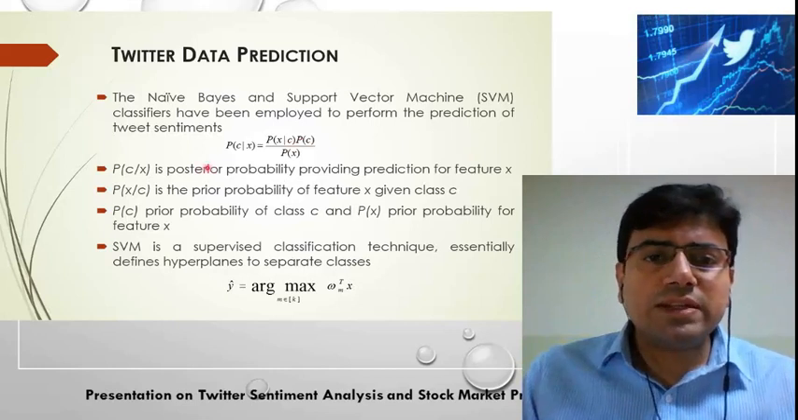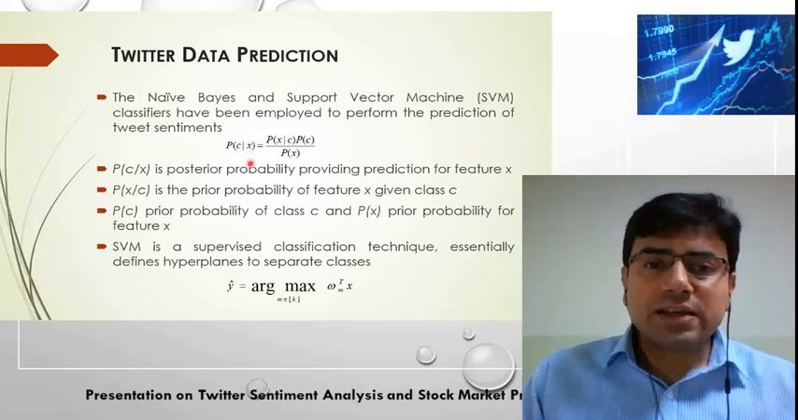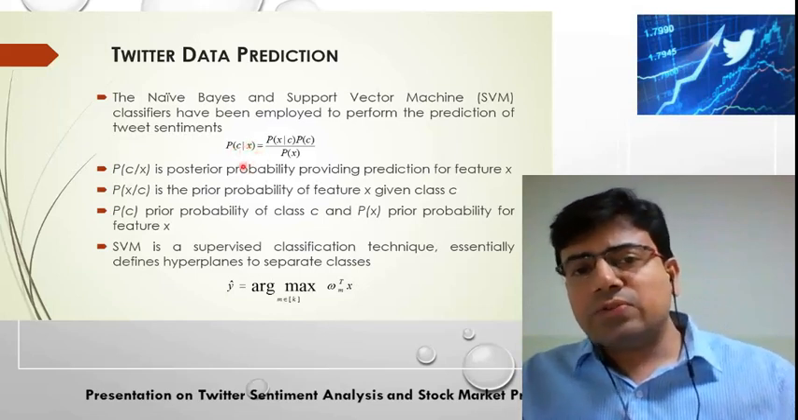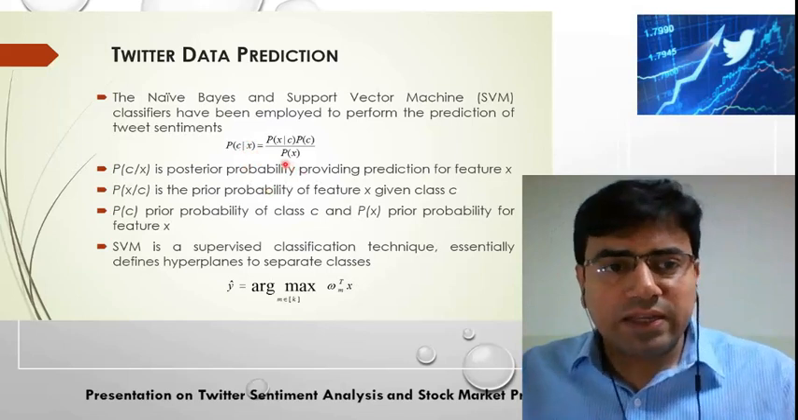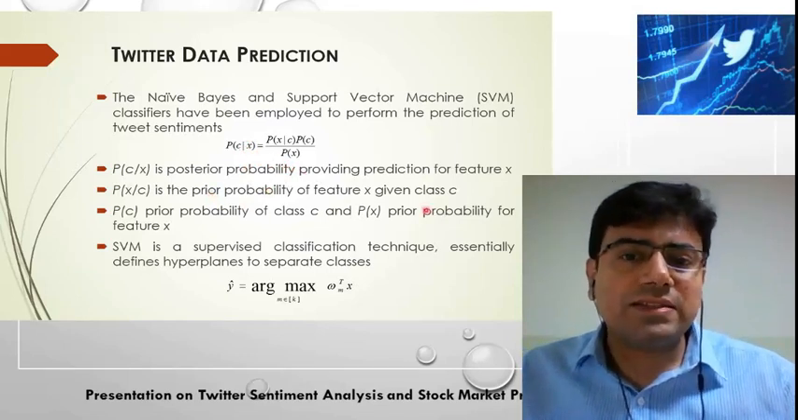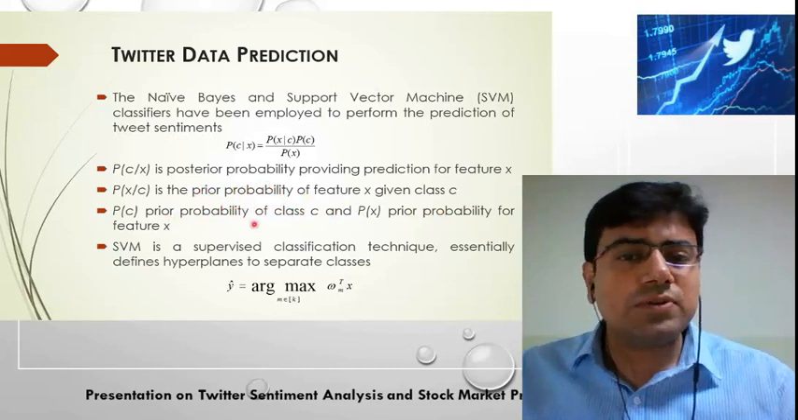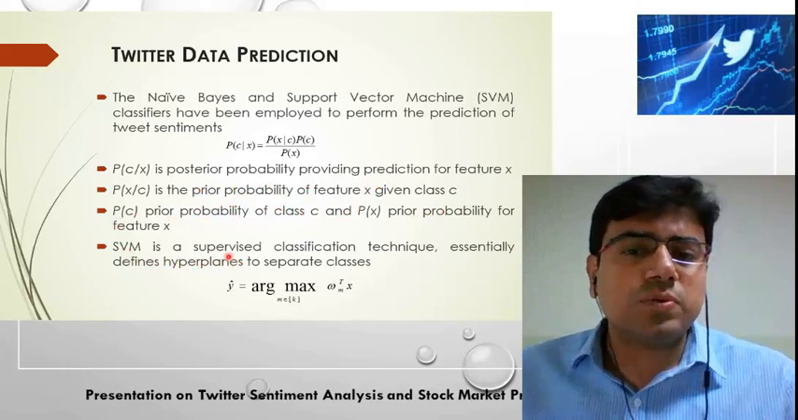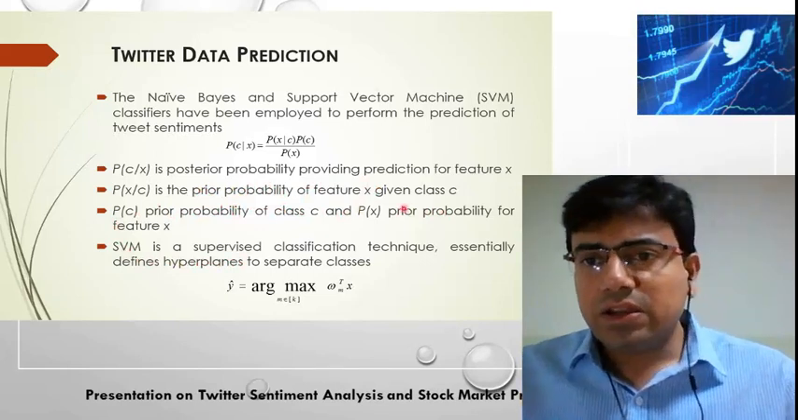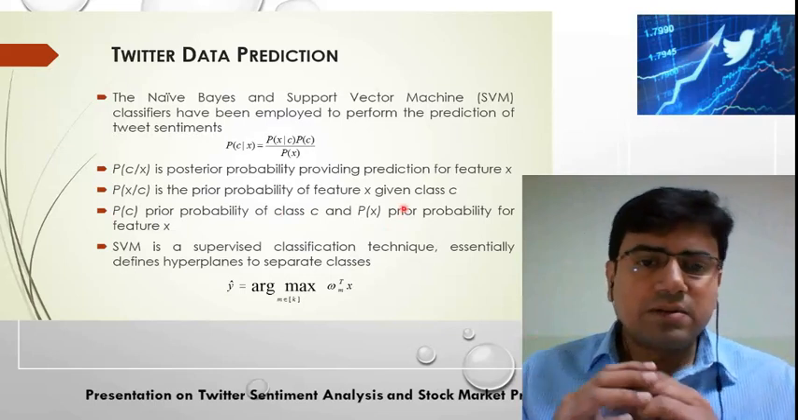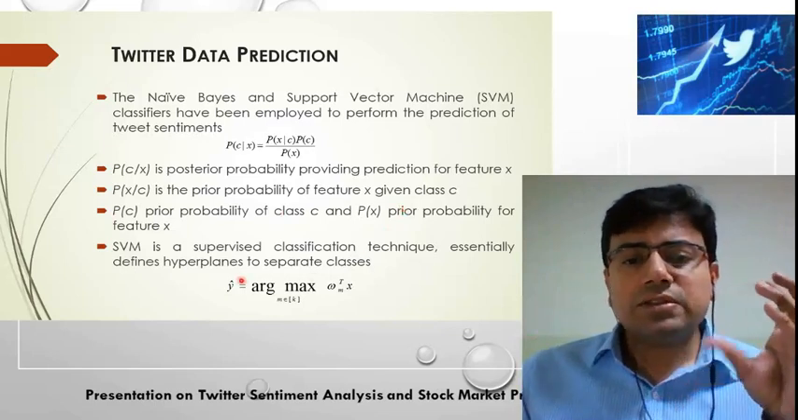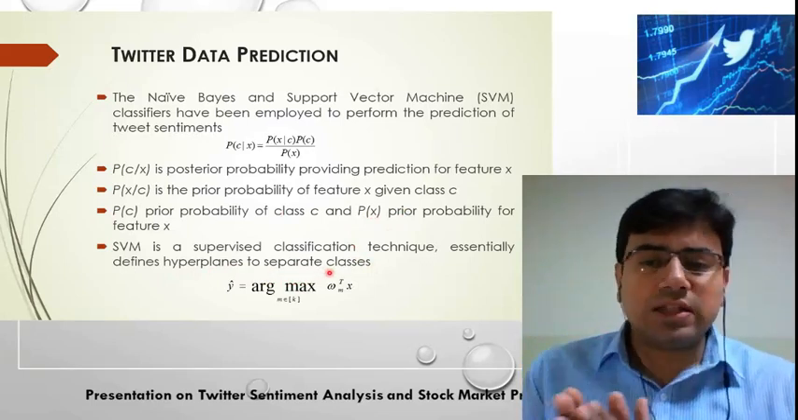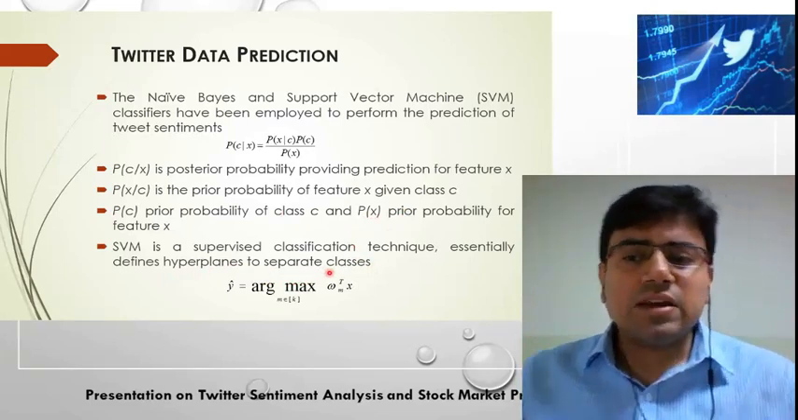The posterior probability, which is the probability that X, a sample object, belongs to a given class, either positive or negative, can be found by taking the various prior probabilities. So these are the prior probabilities which can be computed using the training set. The support vector machine is a supervised classification technique which basically determines the hyperplanes based on the training set. So it will distinguish one class from the other class by using these hyperplanes.